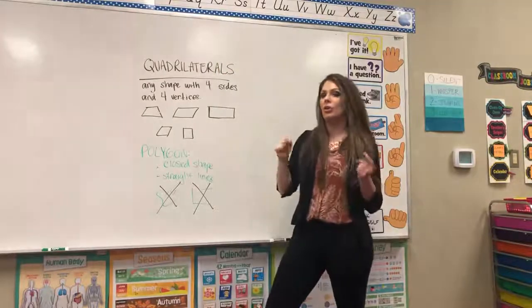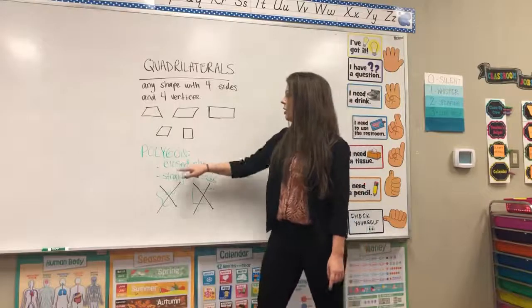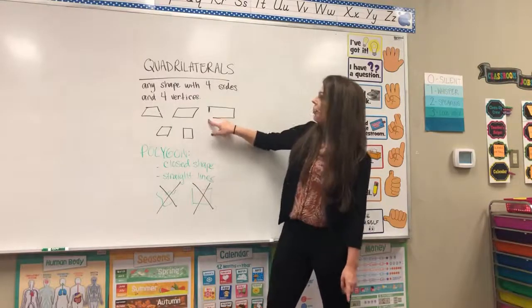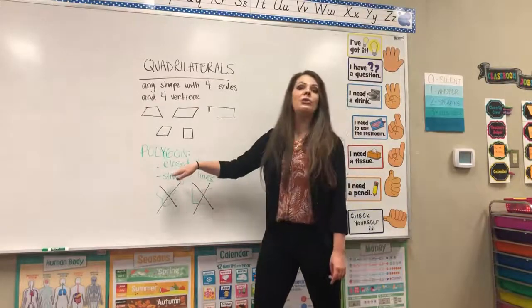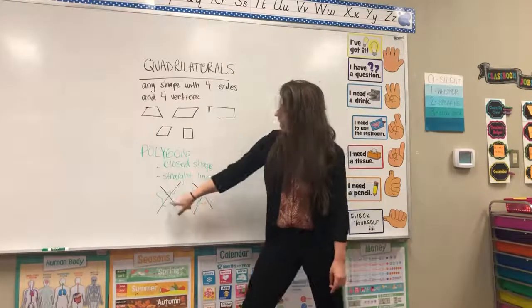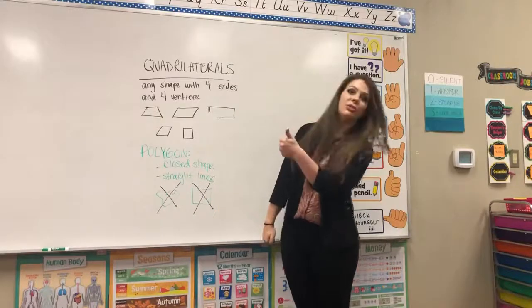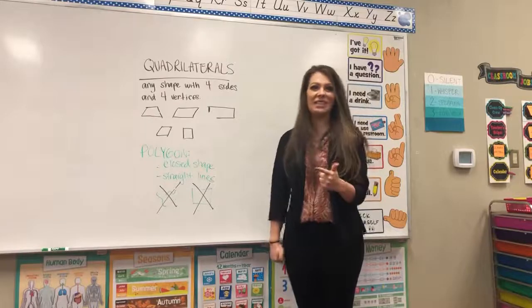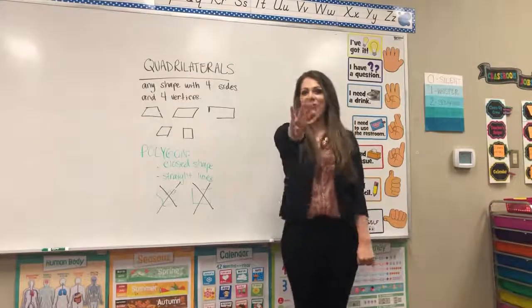But they are also polygons. And a polygon is a closed shape. So it's not open like that. It's closed all the way. And it's composed of straight lines, not blobby forms like this one. So a polygon is a closed shape with straight lines, and a quadrilateral has 4 sides and 4 vertices.